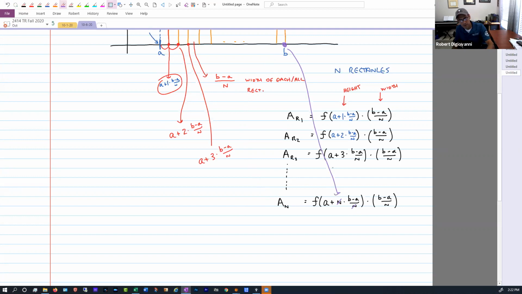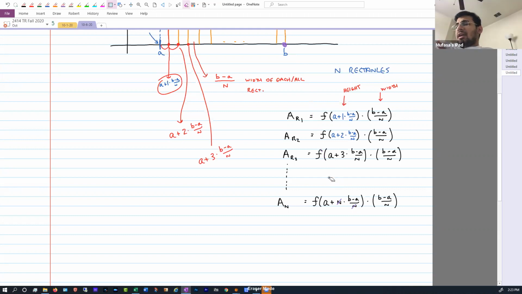That right there is really just F of B. I'm just pointing out that the formula seems to be working, right? When we get to that nth rectangle, we're actually at the very end of the interval, and so we should have the height at the end point. All right. Isn't N getting added to A?